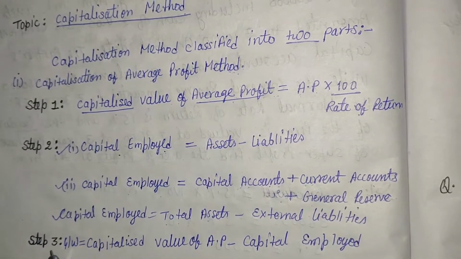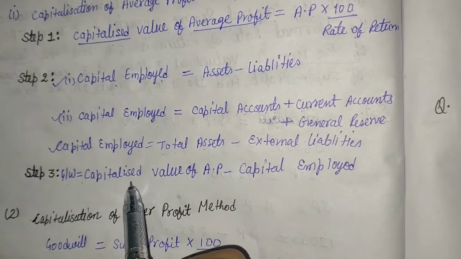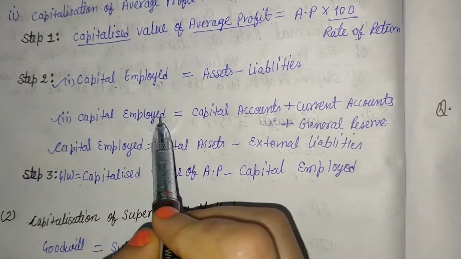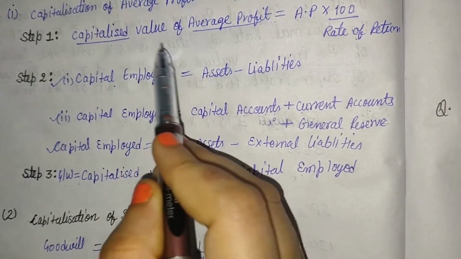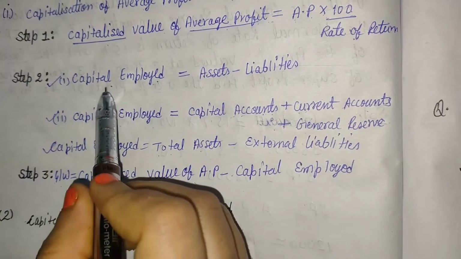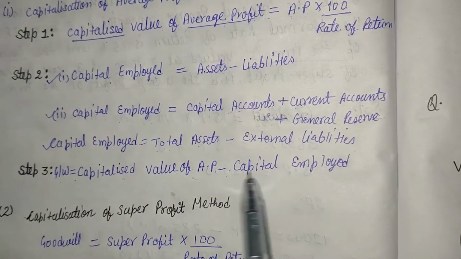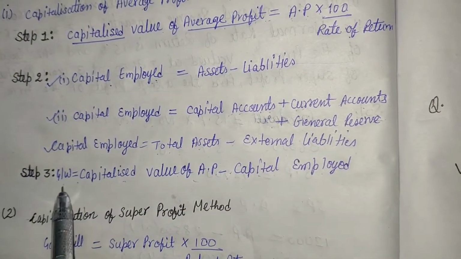Now come to the third step, that is goodwill. In goodwill, first step minus second step. And what is the first step? That is the capitalized value of average profit minus the second step, that is capital employed. So the third step is capitalized value of average profit minus capital employed, and we get goodwill.